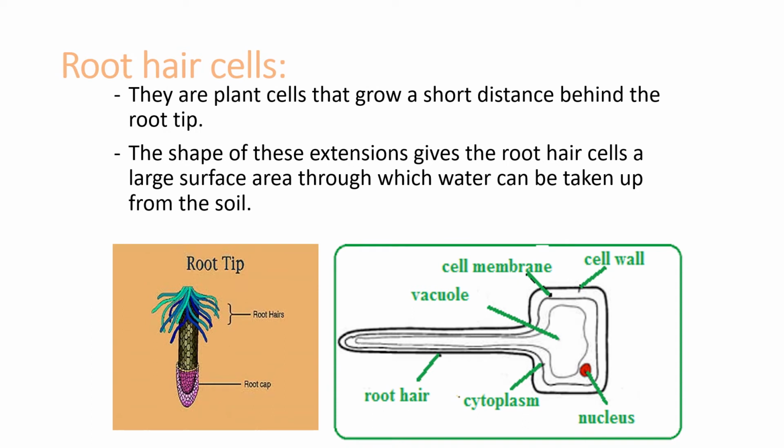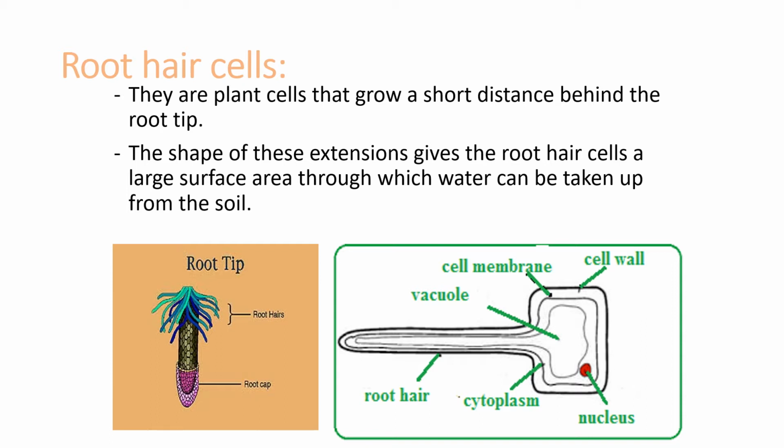Root hair cells. Root hair cells, grade 7, are plant cells that grow a short distance behind the root tip. Do you see down in the picture? This is the root tip. Behind the root tip, I find the root hair cells. You know the hair of the root. The roots, they have hairs, right?